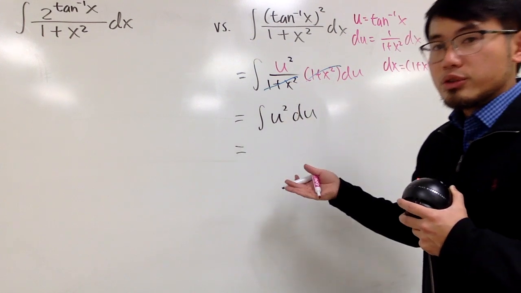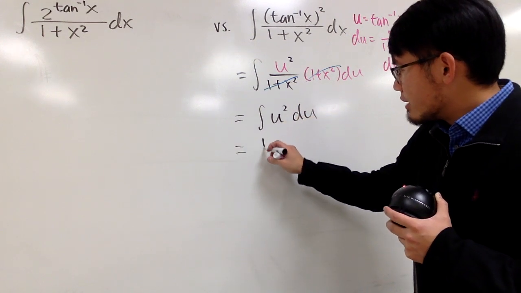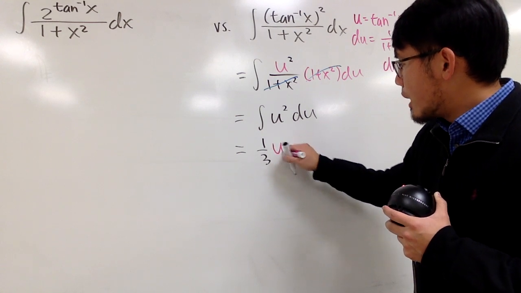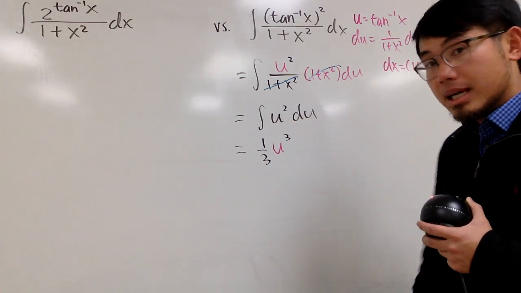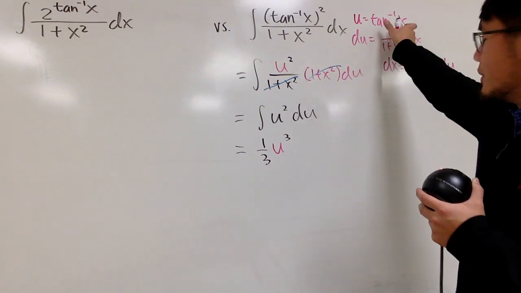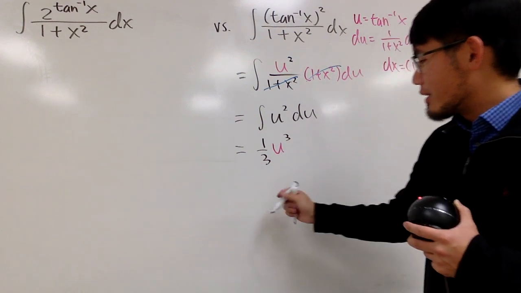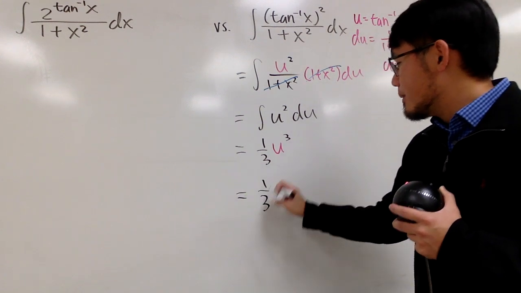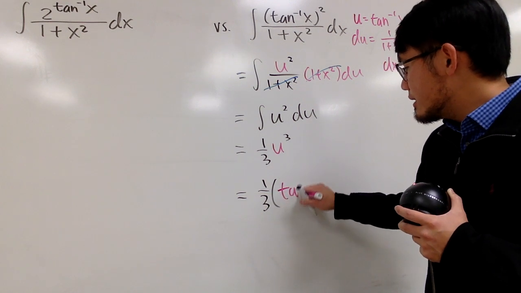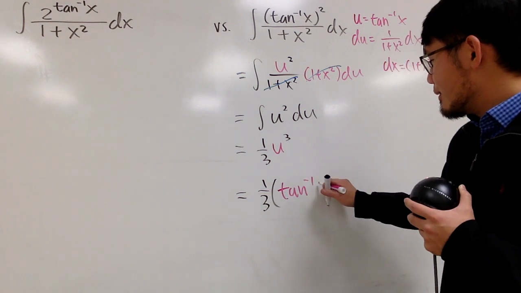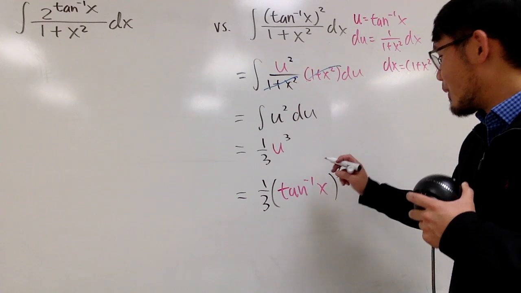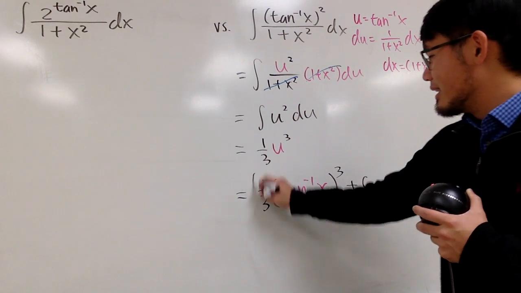And for this situation, let me actually just write it down as 1/3 u to the third power first, because the u is the inverse tangent. I will put that back right here, and we get 1/3 parentheses inverse tangent of x to the third power like this. And we're done. Put plus c.